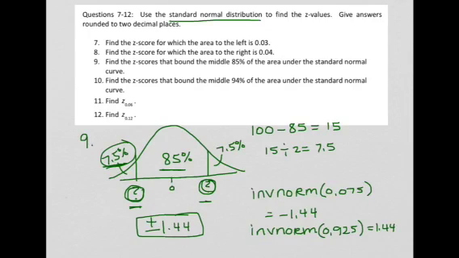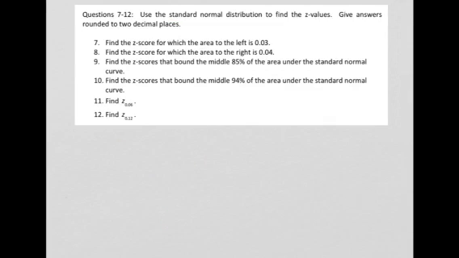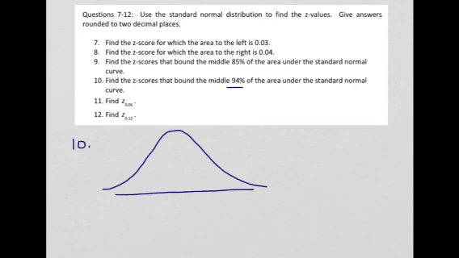So now for number 10, we have, let's see, it's the same problem again. Now we want to find the z-scores that bound the middle 94%. So you might want to pause this video and see if you can get this one all on your own. All right, give you a second to pause there.